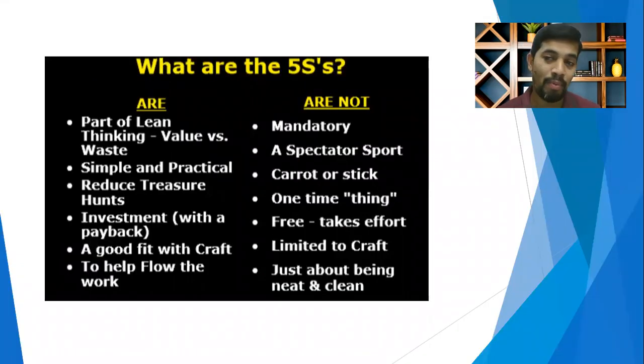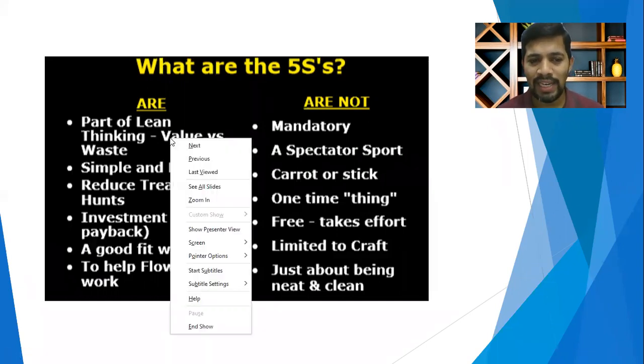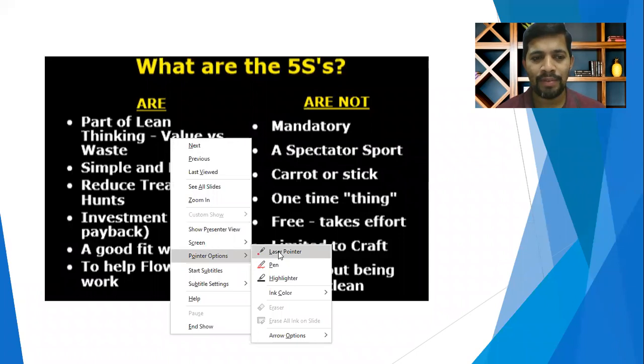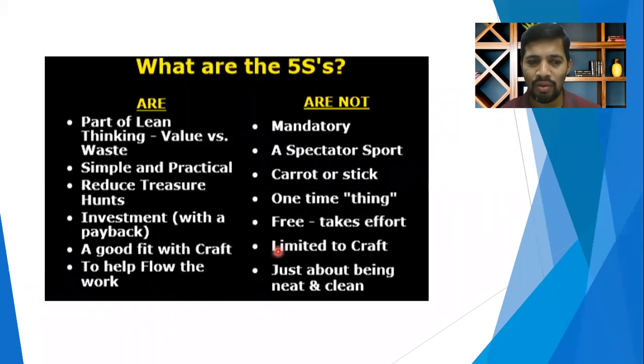And this is very important: what is in scope and what is not in scope. 5S is, as we said, part of lean thinking, and it is about value versus waste. Lean is focused on bringing value adds, and it reduces the wastages that we talked about, TIMWOOD.